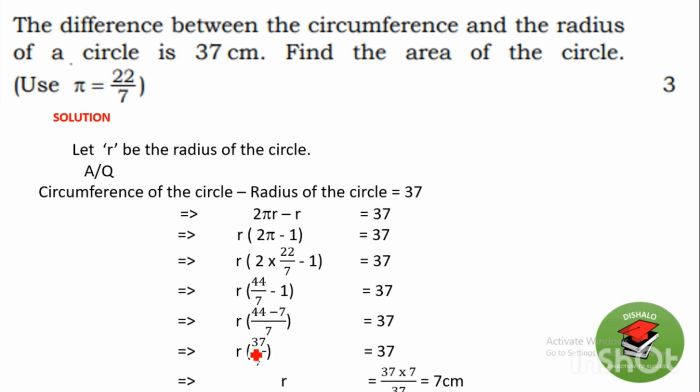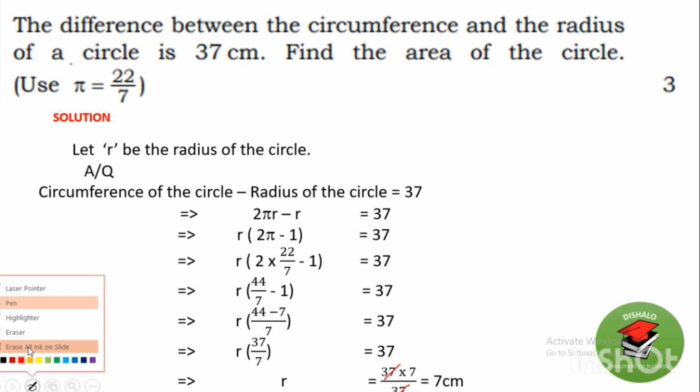So when you keep r on this side, everything else on that side, 37 will go to the denominator and this 7 will go to the numerator. So 37 gets cancelled. So r equals 7 centimeter.